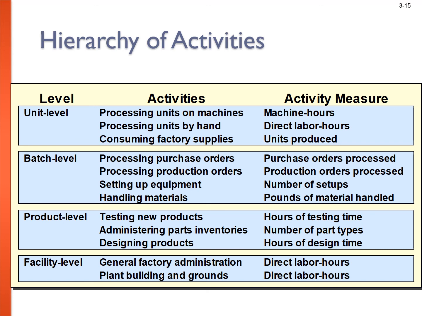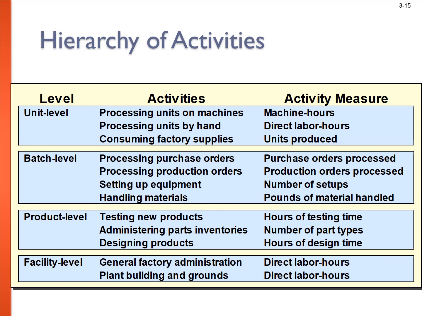Batch level activities are tasks that are performed each time a batch is processed. Examples of this are processing purchase orders. So it's not a specific unit, you're doing purchase orders for an array of items. Processing production orders, setting up the equipment to produce an array of items, handling materials, and then how we can measure that activity. The number of purchase orders processed, the number of production orders processed, the number of times we've got to set up the machines, the pounds of material handled. These are some common activity measures.